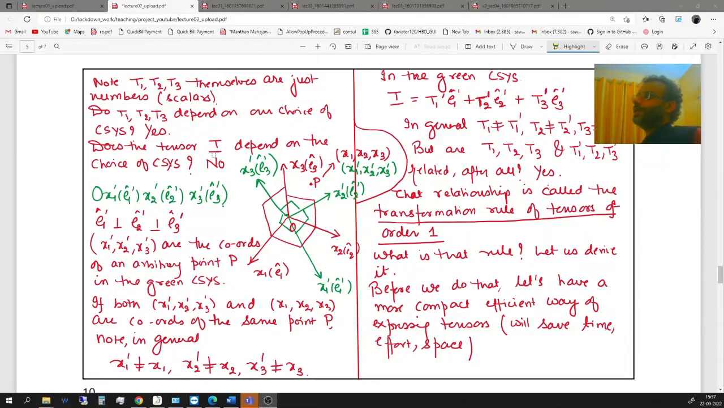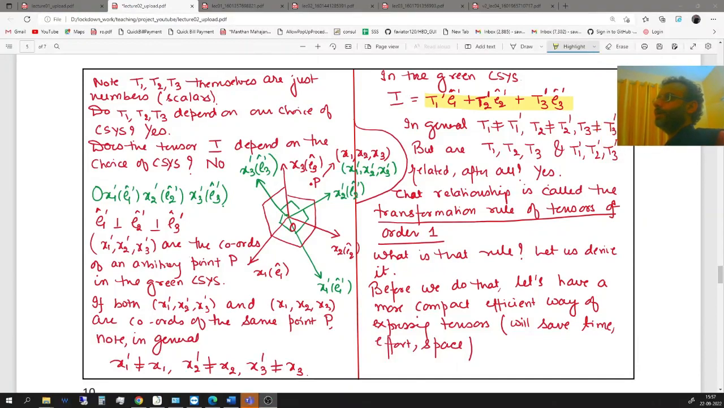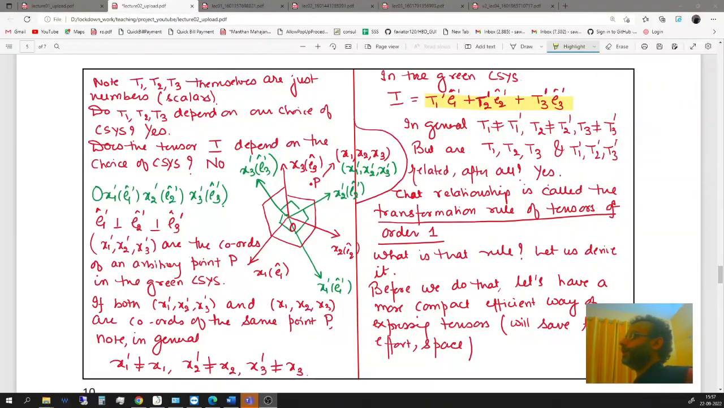Now going back to that tensor T, if I try to express that tensor in the green coordinate system, I should write an expression like what I have here: T1 prime E1 prime, T2 prime E2 prime, and T3 prime E3 prime. And in general, T1 will not be equal to T1 prime. Similarly, T2 and T2 prime and T3 and T3 prime in general will be different from each other. But then the question is, they are different, however, do we expect them to be related to each other? And the answer is yes.